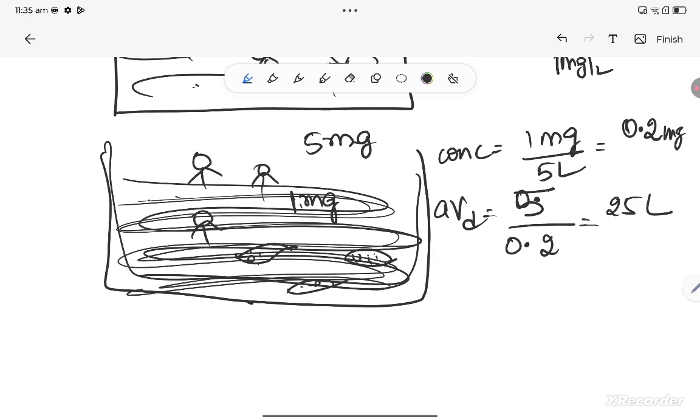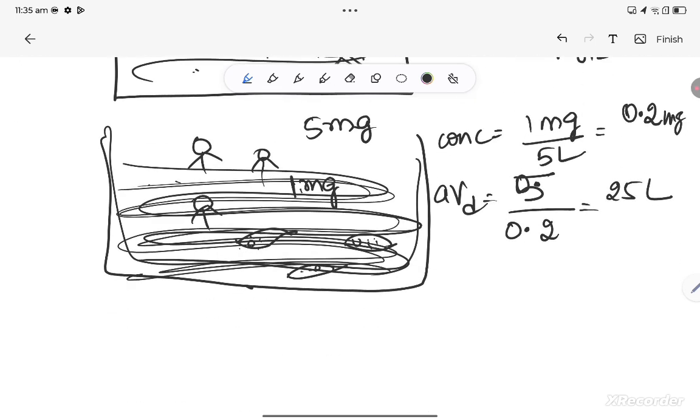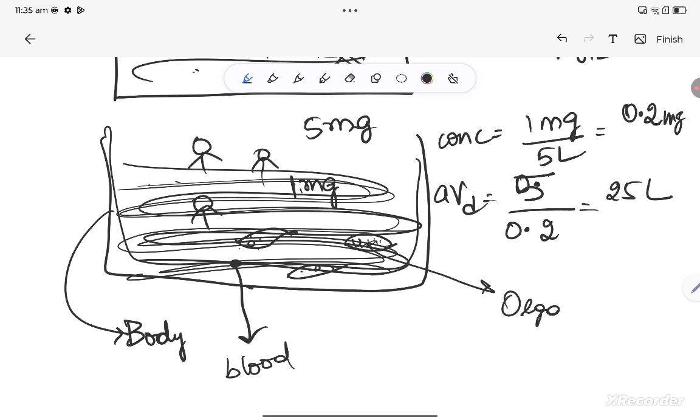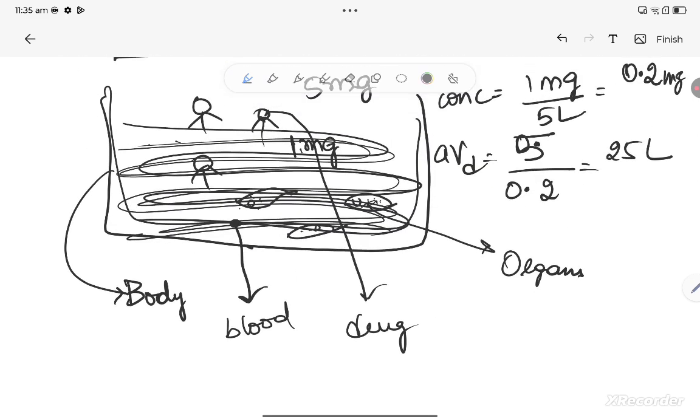Let us correlate this example to our body. Now consider this beaker as our body. Clear? And this fluid, water, is our blood, the intravascular compartment. Fish are organs, and our fish food is the drug. Now when we give a drug, if the drug has the tendency to get deposited in the body, in the various organs, obviously apparent volume of distribution will be high. Am I clear with this?